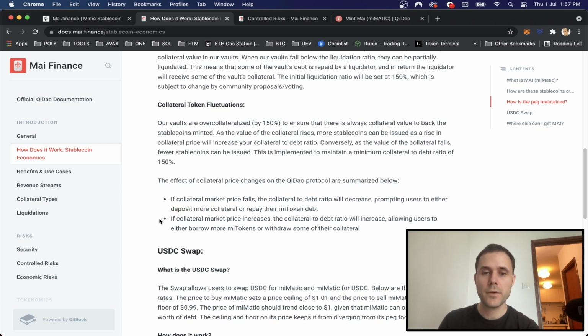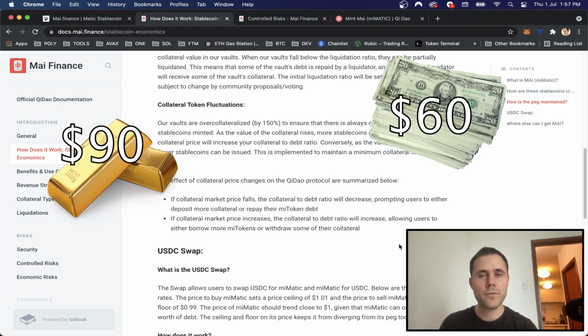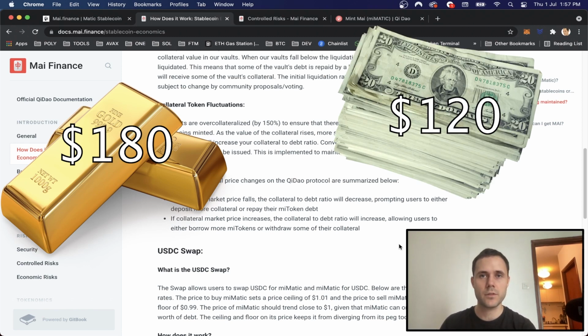So if the market price increases, then your collateral value is going to increase, and then the collateral to debt ratio will increase. It's a bit confusing between increase and decrease actually, and that means you will be able to borrow more. So say your collateral is $90, right? And then you can borrow $60. If your collateral then doubles to $180, then you can borrow double, $120.